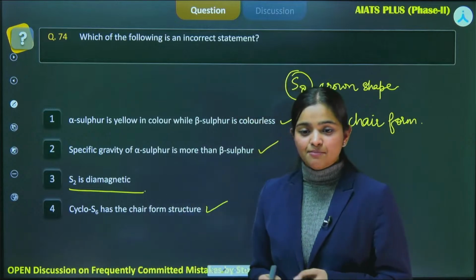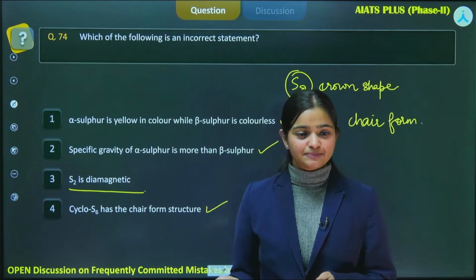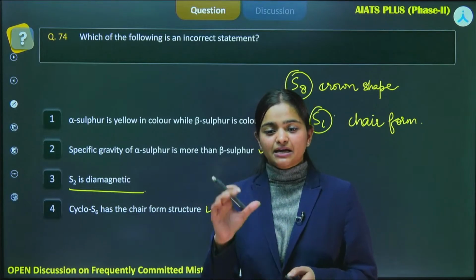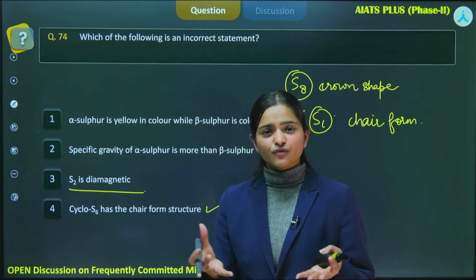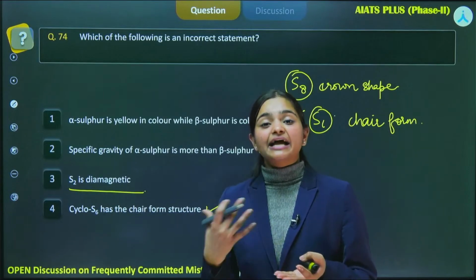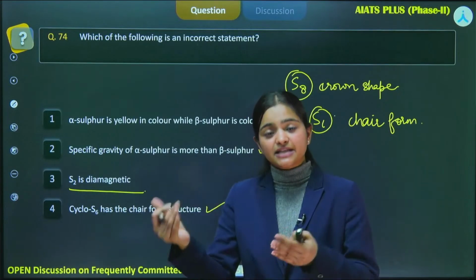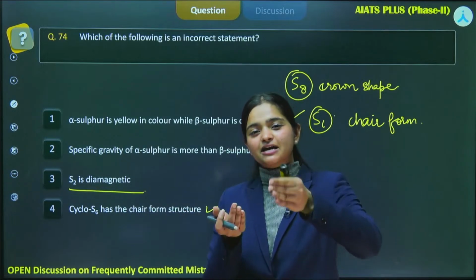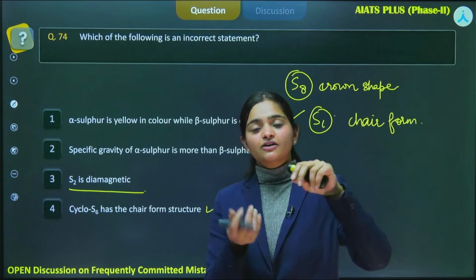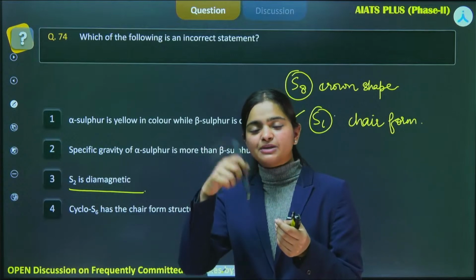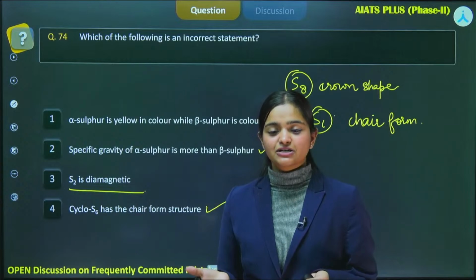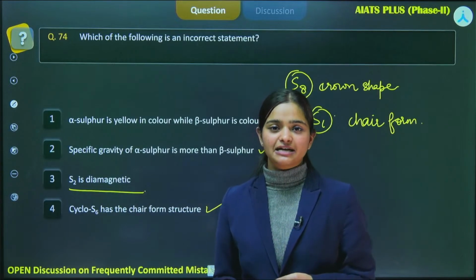Why? Ma'am, how can beta sulfur be colorless? It is experimentally found that beta sulfur is colorless. Beta sulfur is formed from alpha sulfur only. If we melt alpha sulfur, heat it and then cool it down, then on alpha sulfur a crust layer forms. If we remove the upper surface of that crust layer, we see colorless needle shaped structures. And those colorless needle shaped structures are nothing but beta sulfur. So it is found that beta sulfur is colorless.